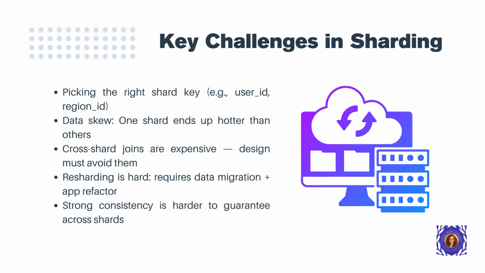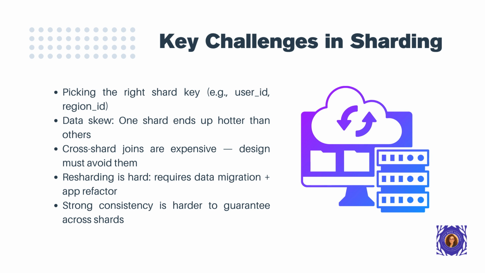While offering immense scalability benefits, sharding introduces a new set of complex challenges that must be carefully considered during system design. Picking the right shard key. This is perhaps the most critical decision. The shard key, for example, user ID, region ID, or tweet ID, determines how data is distributed. A poorly chosen shard key can lead to uneven data distribution, known as data skew, or hinder future scalability.